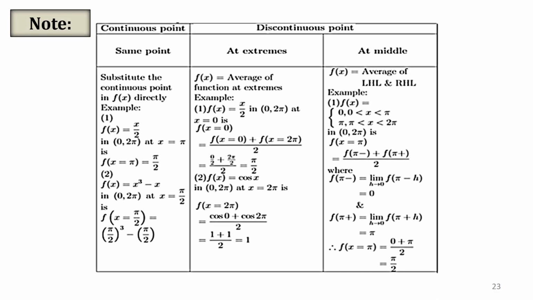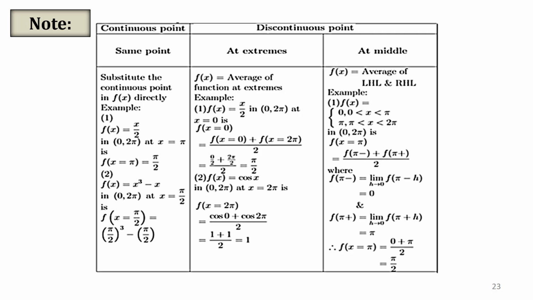So first is the continuous point, let us make it a simple one. If you are taking an example, the limit is from 0 to 2 pi. If you have to find the value in that 0 to 2 pi at the point x is equal to pi, pi will always remain between 0 to 2 pi. So if it lies between, you can substitute directly. If f of x is equal to x by 2, instead of x substitute pi, then you will get pi by 2. If you have to find the value at pi, you can substitute like that.